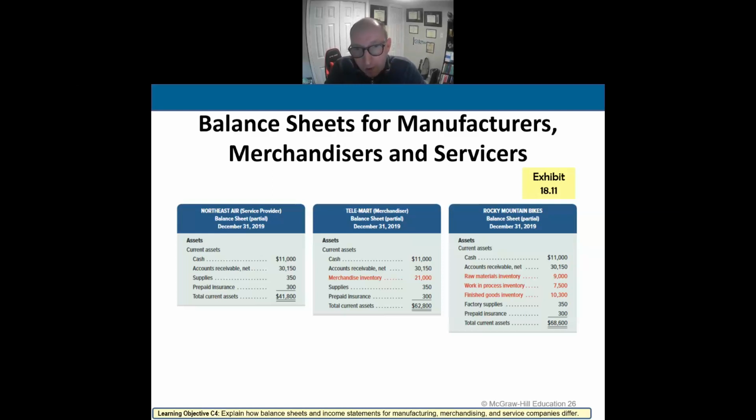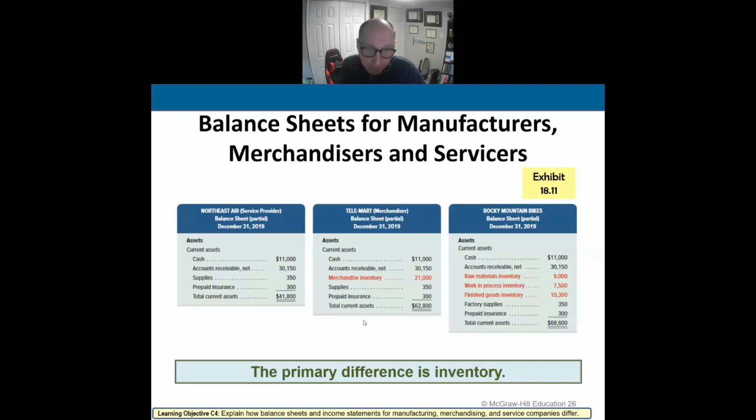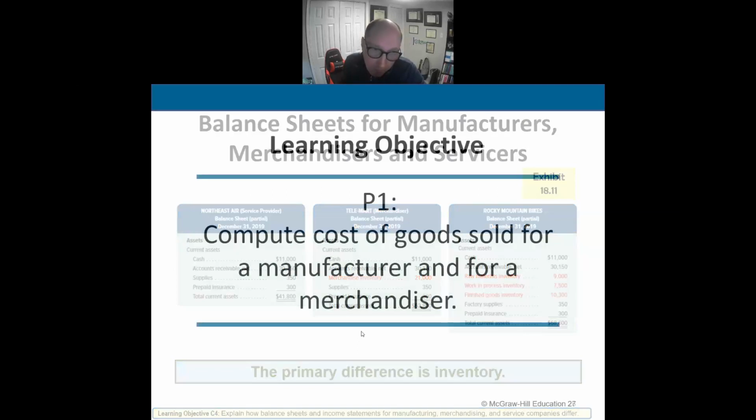But we see the differences, right? In manufacturing, we have three different kinds of inventory: raw materials, work in process, and finished goods. A retailer only has one kind of inventory, and that's finished goods or merchandise. And then, of course, a service company doesn't have inventory. They provide a service. But it's a nice visual representation of the differences between the three different types of companies. Of course, the primary difference between all three is inventory.